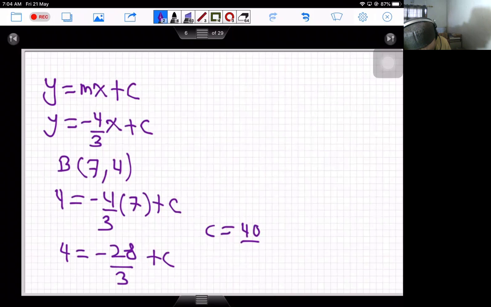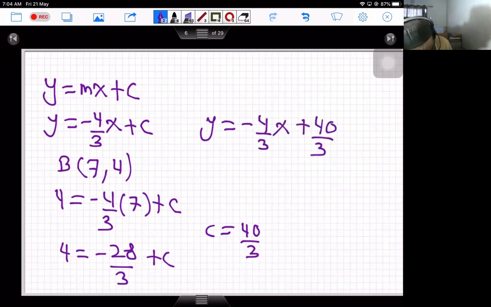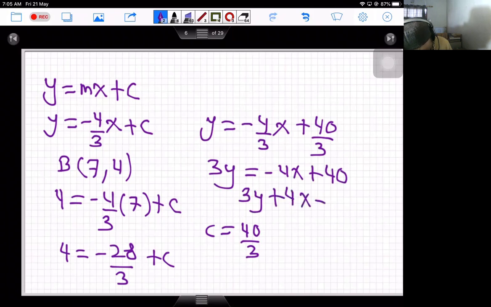C = 40 over 3, and therefore the equation of the tangent is y = -4 over 3 times x + 40 over 3. You can write your equation like this as well: 3y = -4x + 40, or 3y + 4x = 40, or you can write 3y + 4x - 40 = 0. Same thing. All right, let's move on to the next part.